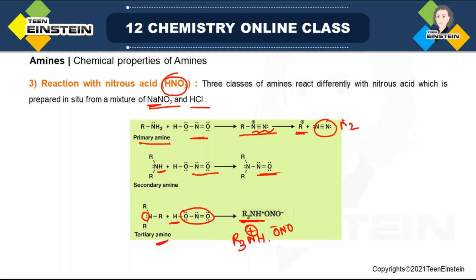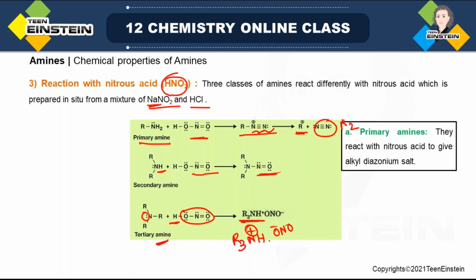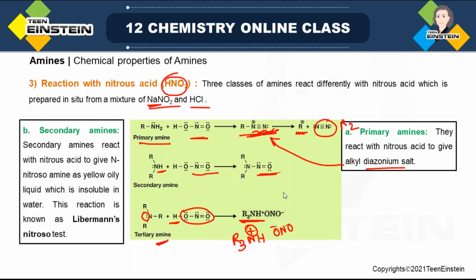So different types of observation we can get depending on whether you have taken 1 degree, 2 degree or 3 degree amine. So when this is primary amine, we get alkyl diazonium salt. So this is actually alkyl diazonium salt. We use the term diazonium salt when there is N2 plus. So this is N2 plus. When it is secondary amine, now what do we get? We get N-nitrosoamine. So this group is nitroso, which is attached with N. So that is why it is N-nitrosoamine.